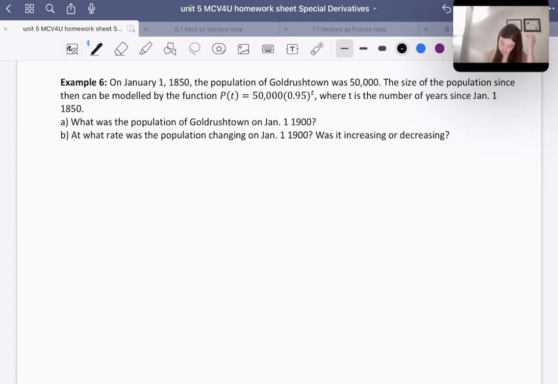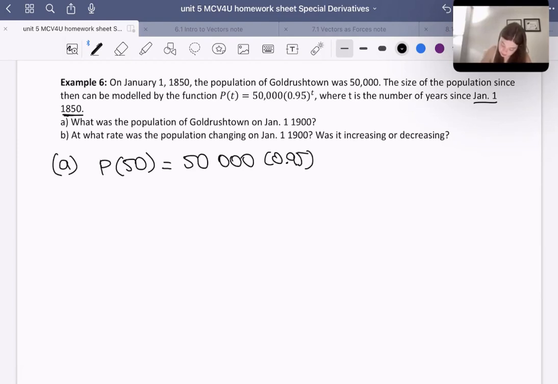Okay. So the first question was, what was the population of Goldrishton on January 1st, 1900? Well, this is 1850. So January 1st, 1900 is exactly 50 years after January 1st, 1850, right? So for A, all we need to do is find P of 50, right? Because it's 50 years after would be the time, and that is going to be 50,000 times 0.95 to the power of 50.